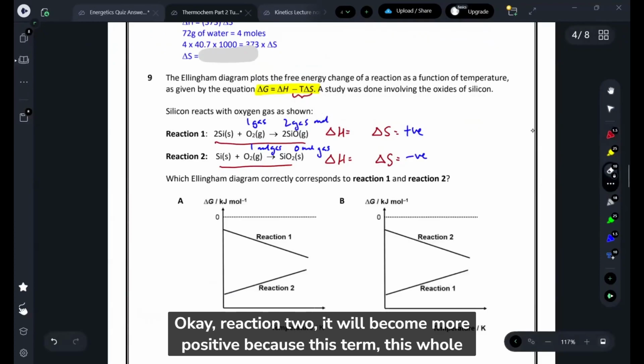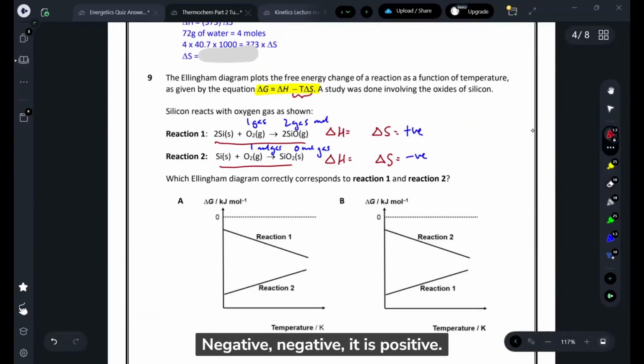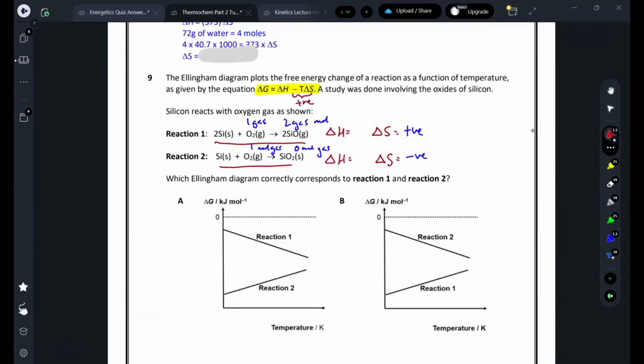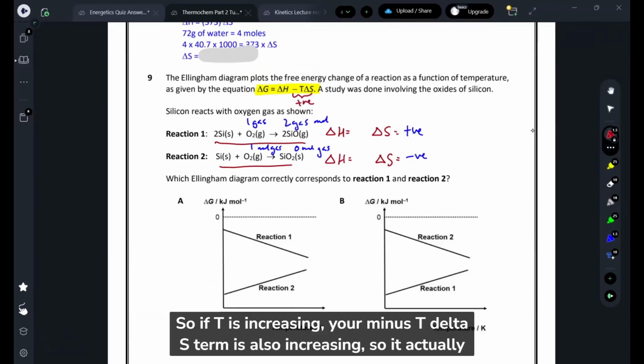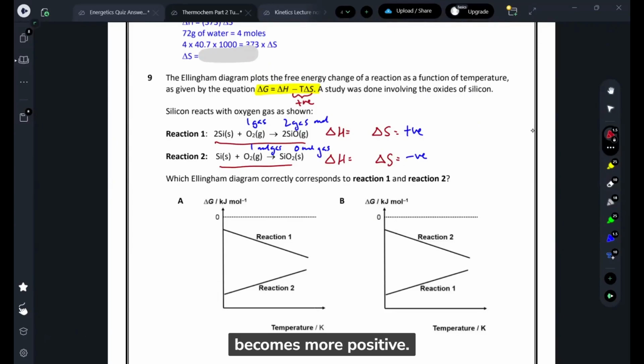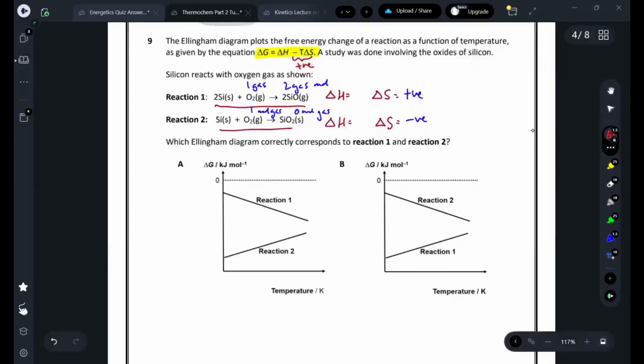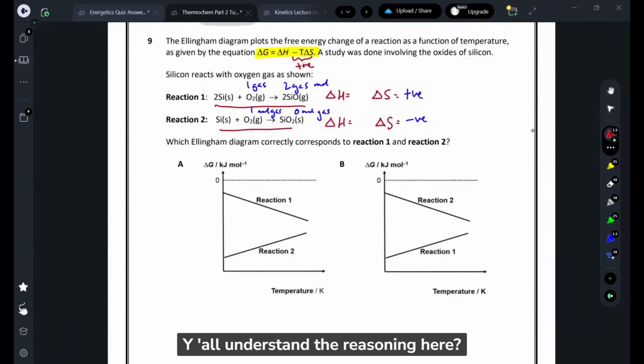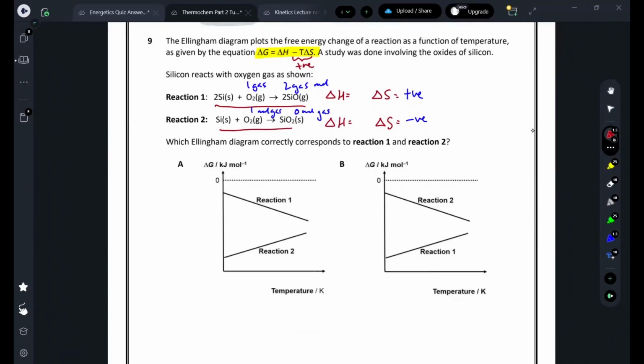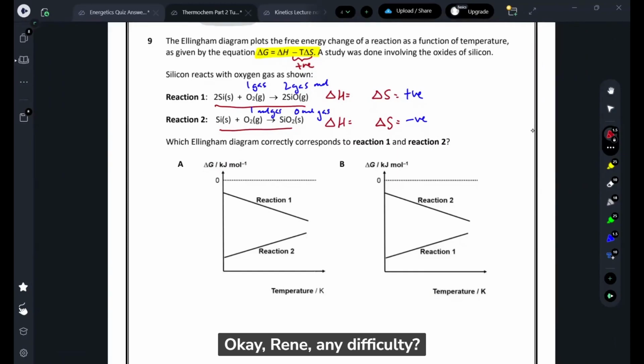Because this whole term is what? Negative, negative, it is positive. So if T is increasing, your minus T delta S term is also increasing. So it actually becomes more positive. You all understand the reasoning here? Isaac, does that tally with what you think? Oh, no. Okay. Renee, any difficulty? Okay, Elden, you can get this?